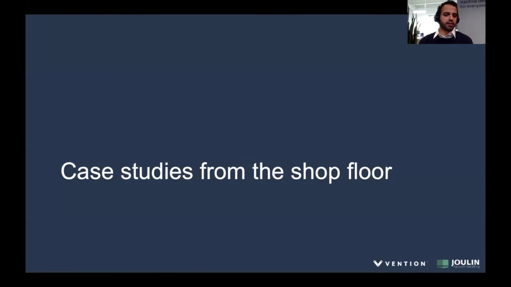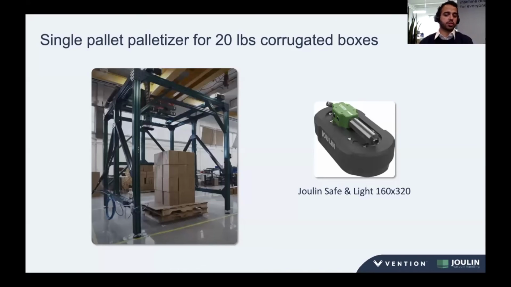And so now finally, let's take a look at a couple of case studies from the shop floor where this has all come together so that we can take a look at some real life examples. So this first one here is a single pallet palletizer for 20-pound corrugated boxes, kind of the most generic example you can think of, right? This is just kind of an example pallet we're showing there.